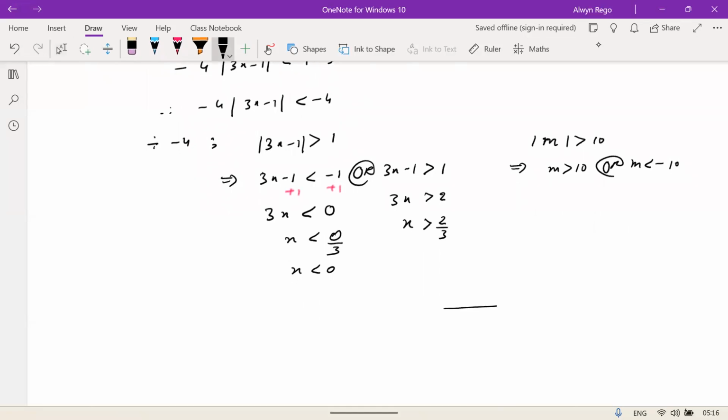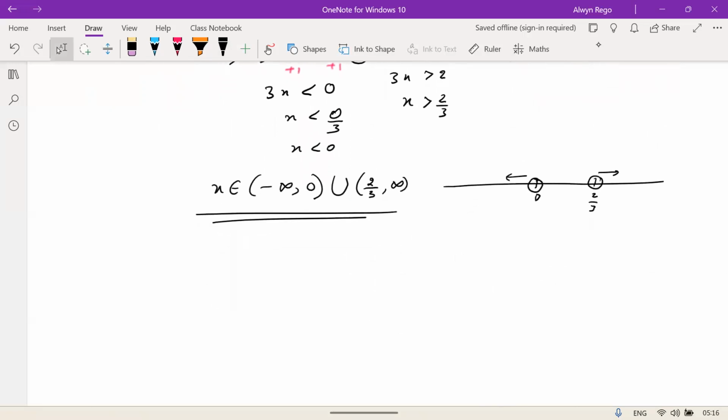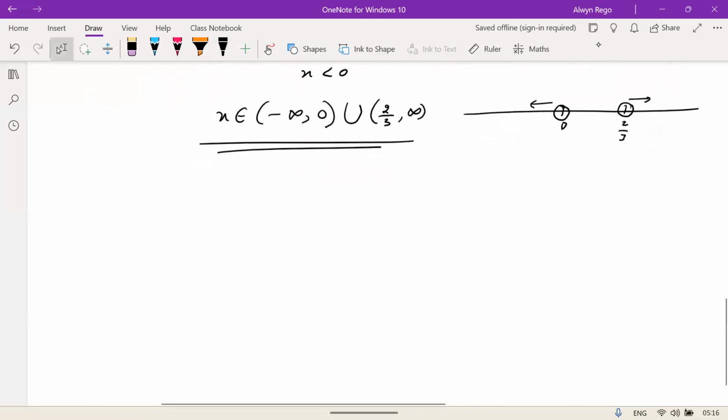On the number line, this was 0 and this was 2/3. It was either less than 0 or more than 2/3. Therefore, x belongs to (-infinity, 0) open, union (2/3, infinity). We learned all this in the last few classes. One more thing we'll pick up, just to make sure we have followed the concepts of the last two videos.